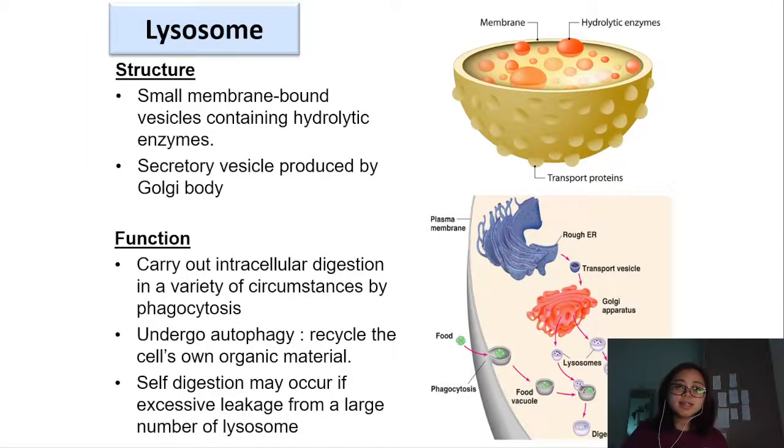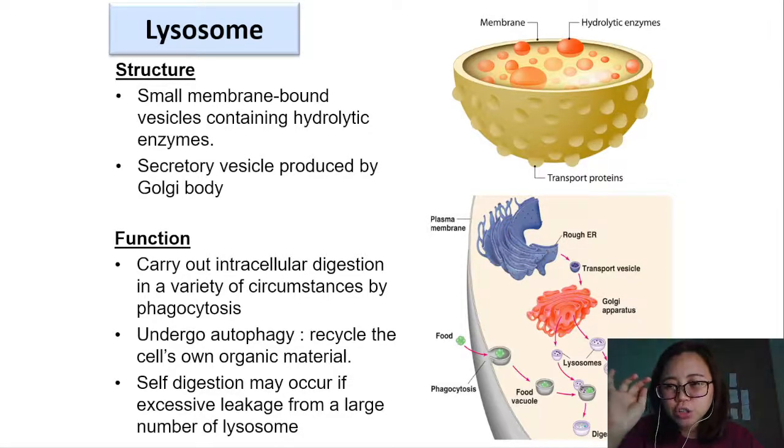Okay. Let us move on to the next organelle. The next organelle is the lysosome. So this is a very small membrane-bound vesicle containing hydrolytic enzymes. These are secretory vesicles produced by the Golgi body. So biasanya lysosome ini adalah organelle yang mengandungi enzim-enzim untuk menghadam sesuatu. Dia boleh dihasilkan oleh Golgi body.